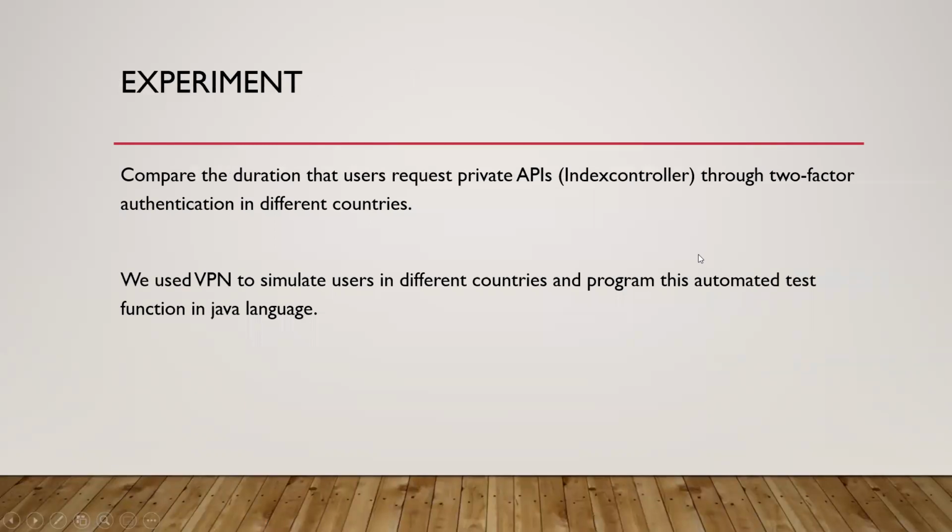And next, we will introduce the experiment. In the experiment here, we compare the durations that the user requires the private APIs, the controllers, through the two-factor authentications in different countries. Here we use VPNs to simulate the users in different countries and program these automatic test functions in the Java language.